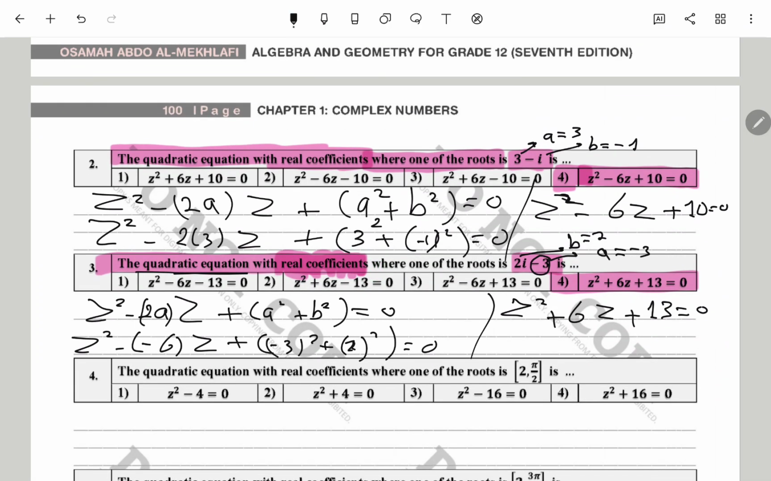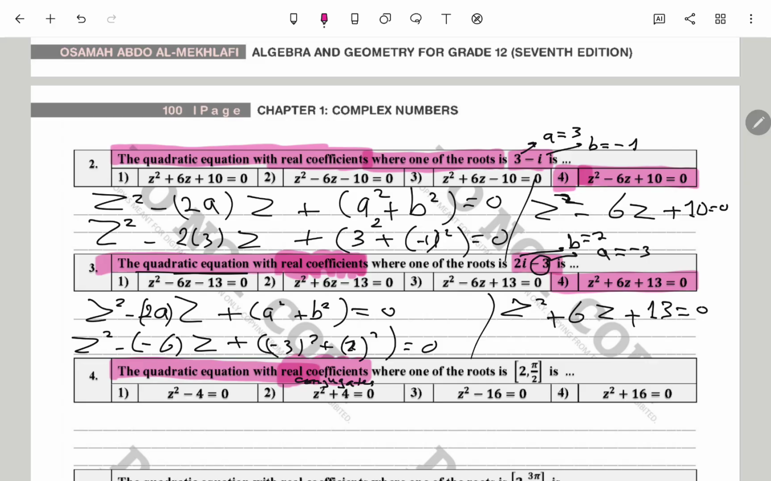In number 4, the quadratic equation with real coefficients again, and let's focus on the words real coefficients and say they are conjugates. You can write this beside it when you are in the exam.